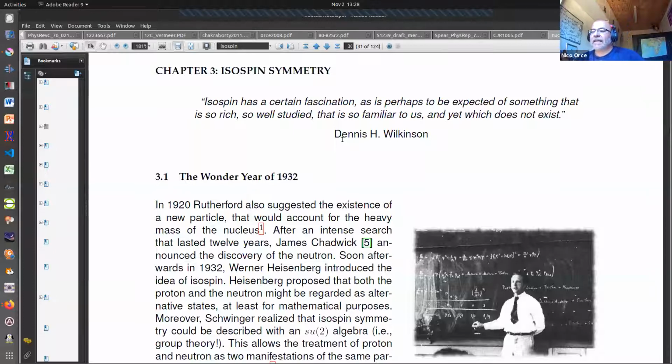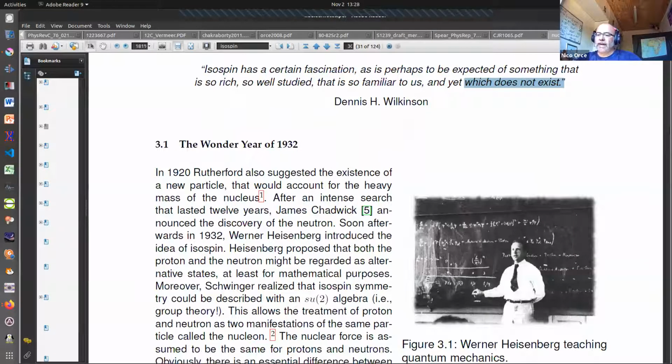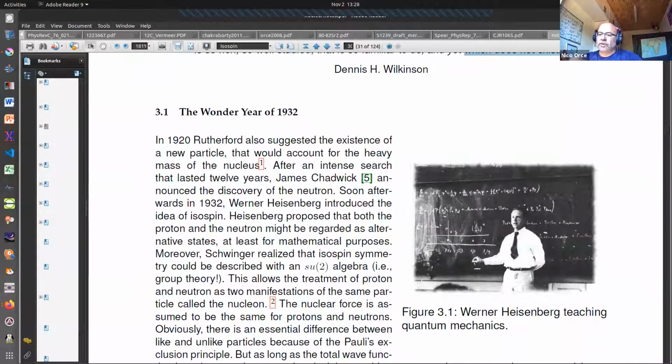So this guy wrote down that isospin has a certain fascination, as is perhaps to be expected of something that is so rich, so well studied, so familiar to us, and yet which does not exist. This mathematical approximation, as I say, was introduced by Heisenberg using the opportunity that the neutron was just discovered in 1932 by James Chadwick.